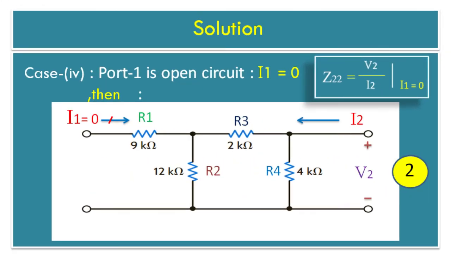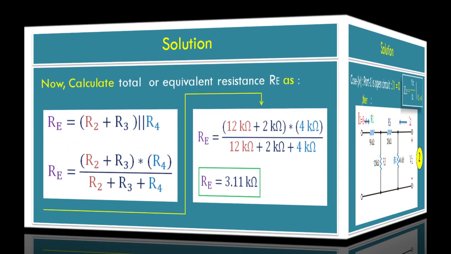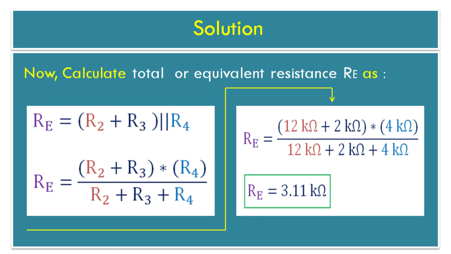Solution: Case 4. We are obtaining open circuit impedance parameter Z22 is equal to V2 upon I2 with current I1 is equal to 0. Now calculate total resistance RE as per previously studied diagram. Total resistance is equal to R2 plus R3 parallel with R4. Now substitute R2 is equal to 12 kilo ohm, R3 is equal to 2 kilo ohm and R4 is equal to 4 kilo ohm. We get total resistance is equal to 3.11 kilo ohm.